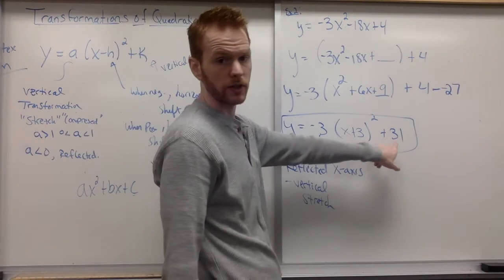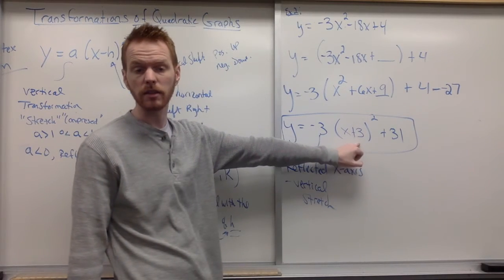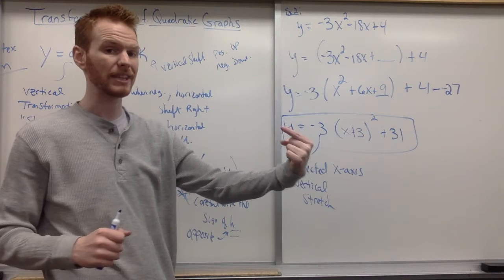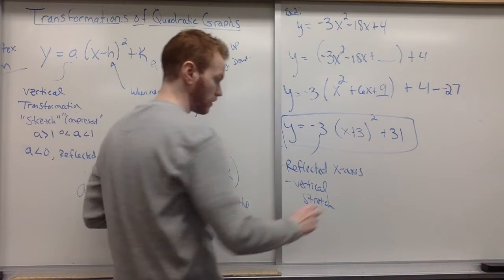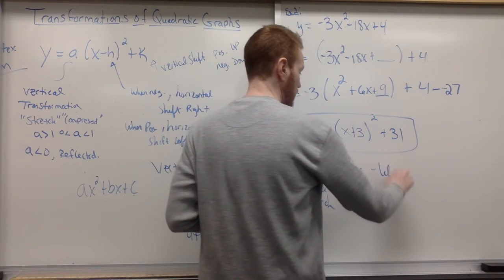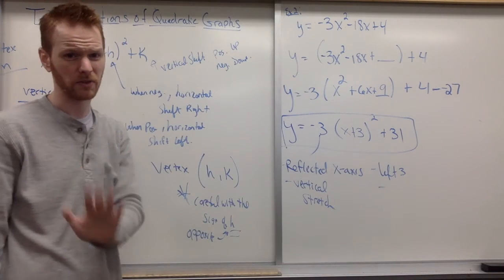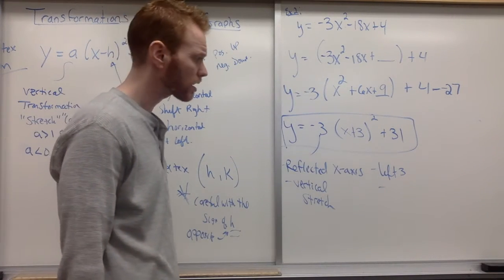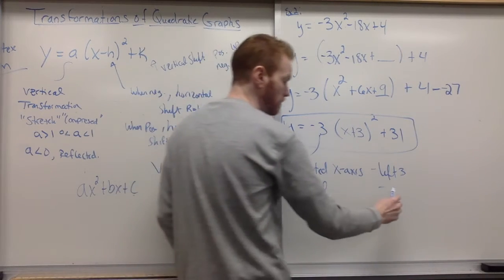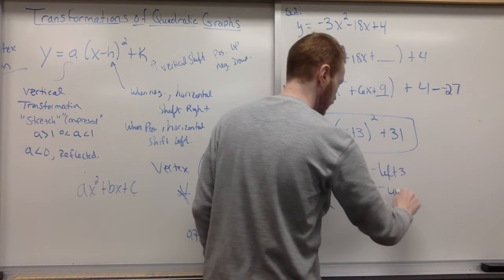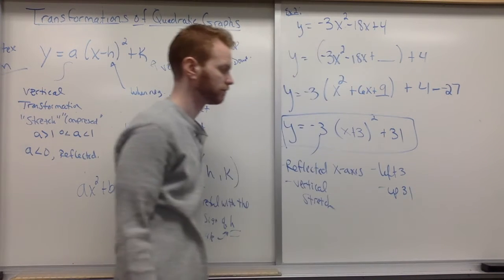Now, let's look at this guy. The +3 inside the parentheses, we're moving it left to right. +3 means we're going to move it to the left by 3. So I'm going to say left by 3. I'm not going to say horizontal or vertical. I'm saving some time with that. The 31 means I'm going to then take my vertex and move it up by 31.